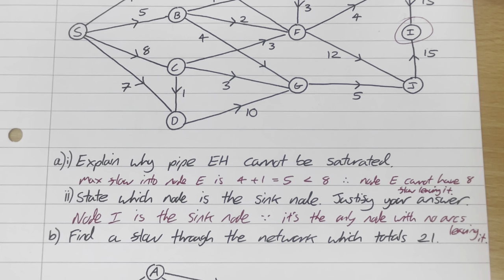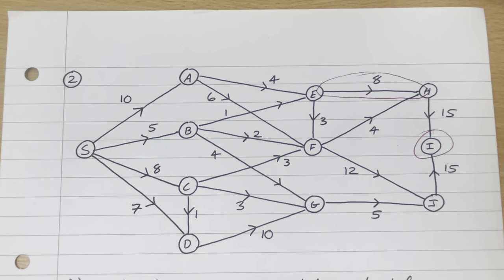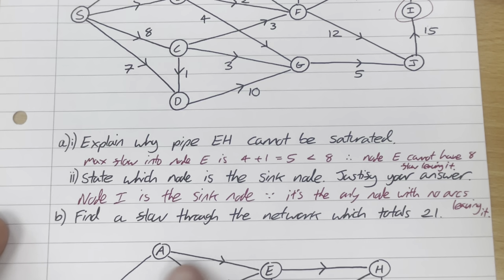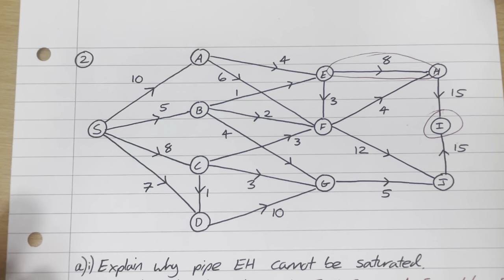Okay, so questions like this can come up. You can be asked to find a flow through a network. So if you think back to my first video on this topic, this is where we are going to use perhaps the augmented flow method. So 21 through. By the wording of the question, that does imply that a flow of 21 through this network is possible.